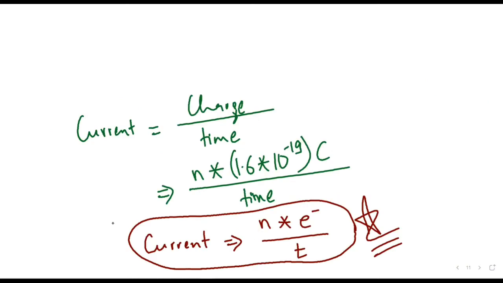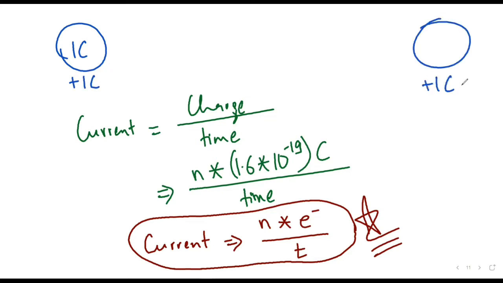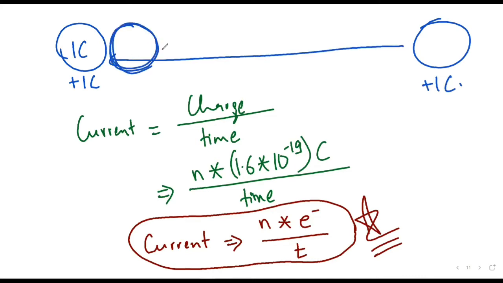But now let us assume that this is the plus 1 coulomb charge, and this is plus 1 coulomb charge. You still want to bring it here like this. What you will have to do, Mr. Shivang? So you have to give energy. You have to give energy, or you have to do some work.